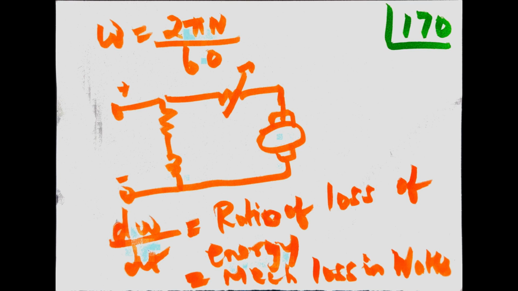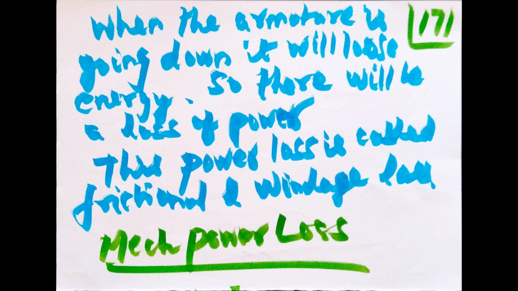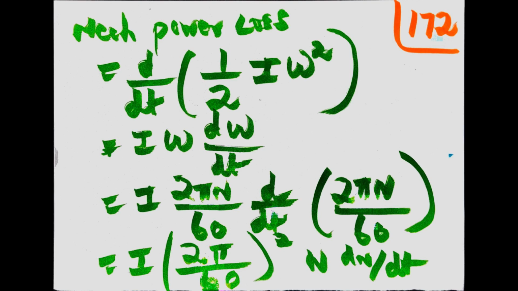That is I omega d omega divided by dt, which is I times 2 pi N divided by 60 into d by dt of 2 pi N divided by 60. Mechanical power loss is equal to I into 2 pi divided by 60, the whole squared, into N dN by dt. This formula shows that we can find the mechanical loss if we know the value of I and also delta N divided by delta t.